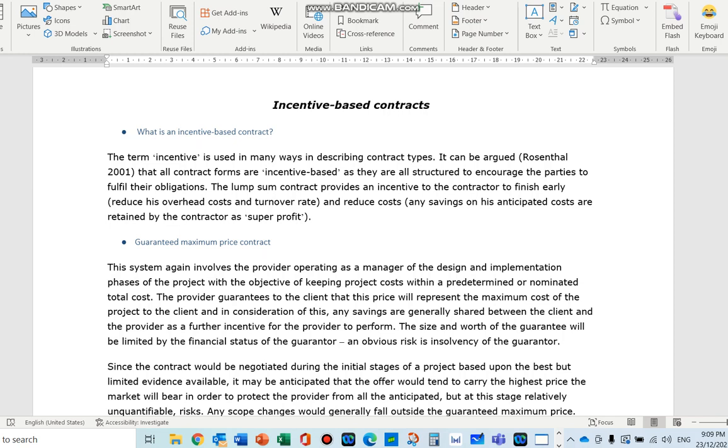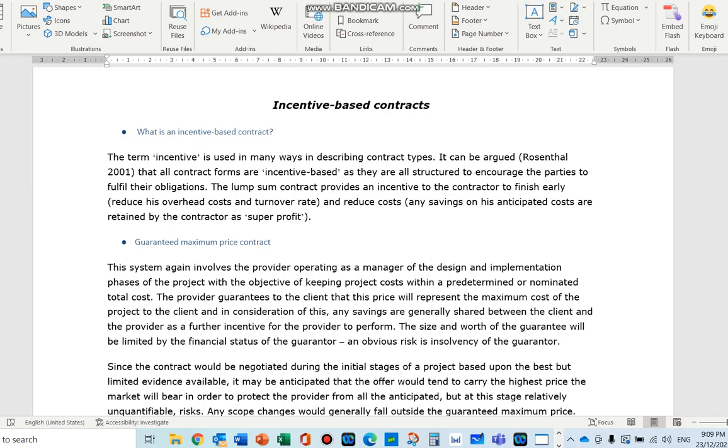So incentive-based contract, the most common one is what you see as guaranteed maximum price, what we call GMP. It's like you have a lump sum, but you are actually giving an incentive to the contractor if you finish early or if you reduce certain costs from your anticipated budget. So I will share my profit with you.